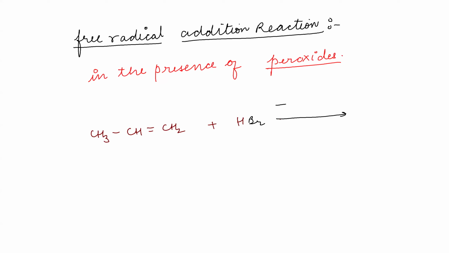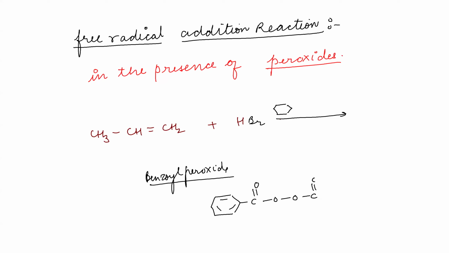So we'll have a benzoyl peroxide. This is the structure of benzoyl peroxide. So what is benzoyl peroxide? Now, what is the importance of this benzoyl peroxide group? Just understand that we will have this and this.